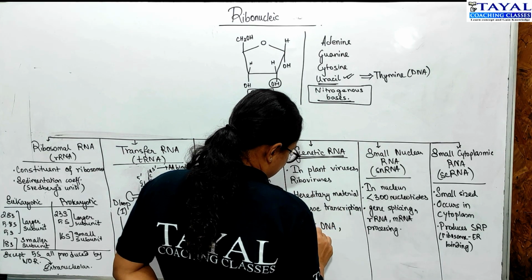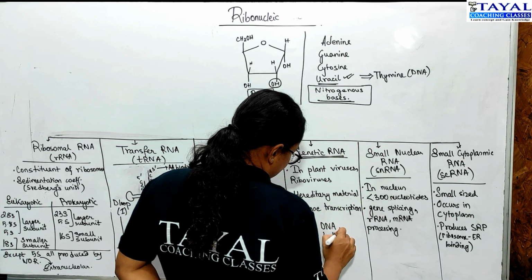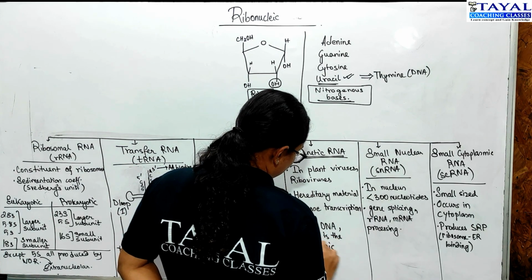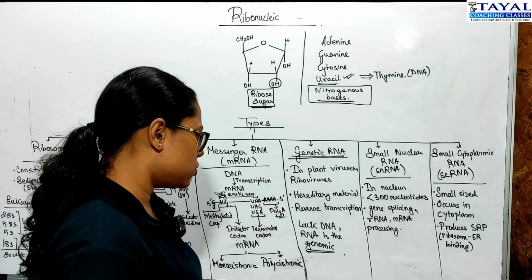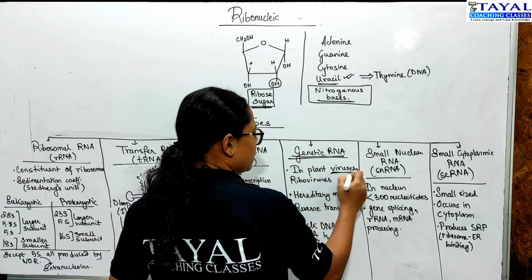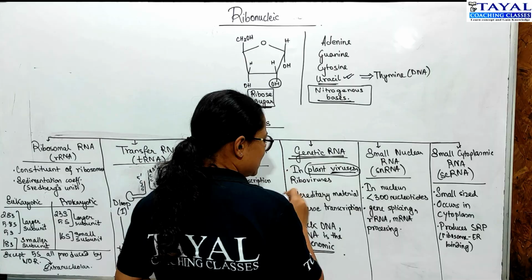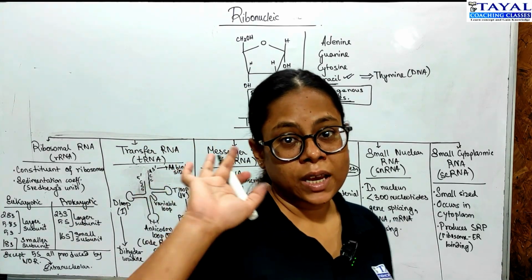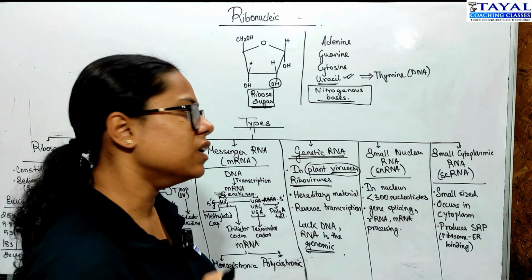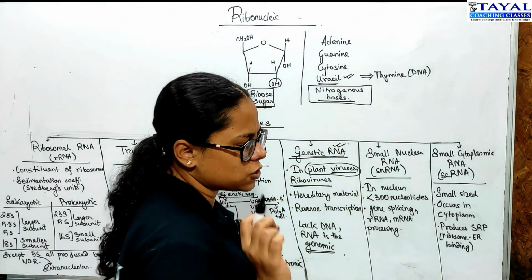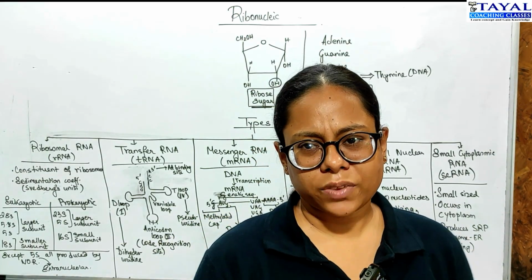RNA is the genomic structure. Okay, so RNA forms the genome. It's only found in viruses, almost all plant viruses, and very few animal viruses, which we call riboviruses. However, you will have to remember that RNA, when it forms a genetic material, is not capable of translation.